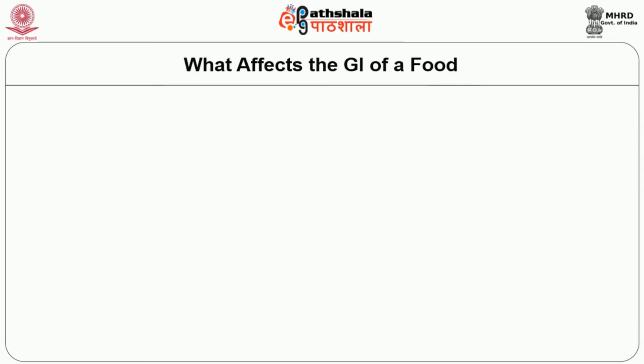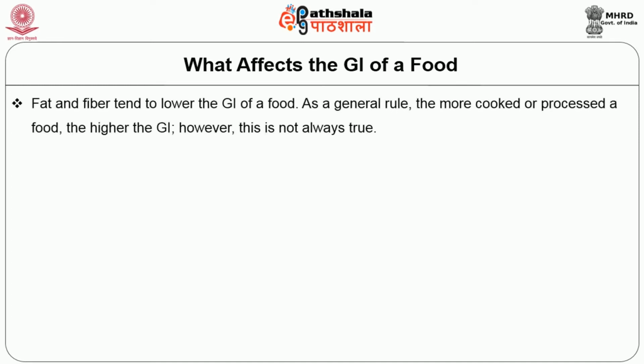Now, when we see what affects the glycemic index of a food, it is the fat and fiber that tend to lower the glycemic index of food. As a general rule, the more cooked or processed foods have a higher GI. However, this is not always true. Below, we have a few examples of other factors that can affect the glycemic index of a food.